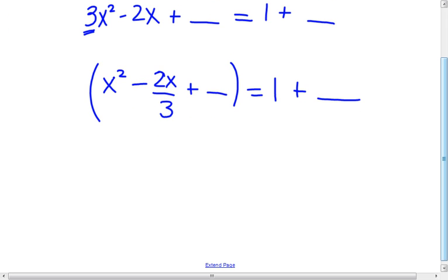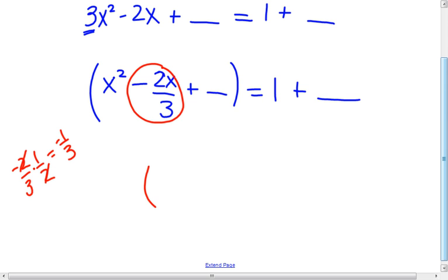All right, this is kind of the tricky part. Off to the side here, I need to take half of this number right here. So half of negative 2/3 is negative 1/3. I'm going to just show you this: negative 2/3 times 1/2. My 2's cancel. I get negative 1/3. By the way, that's the number that's going to go right here, x minus 1/3. Then I'm going to square that number.